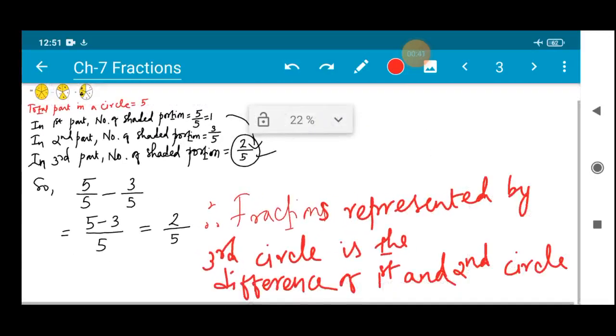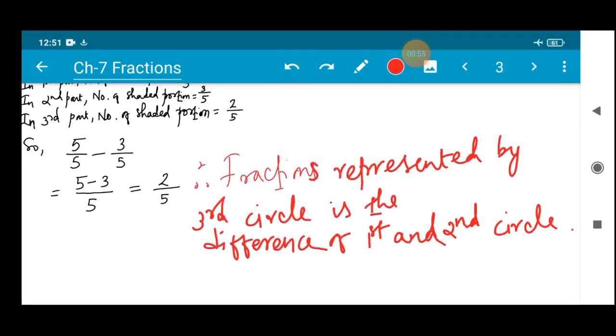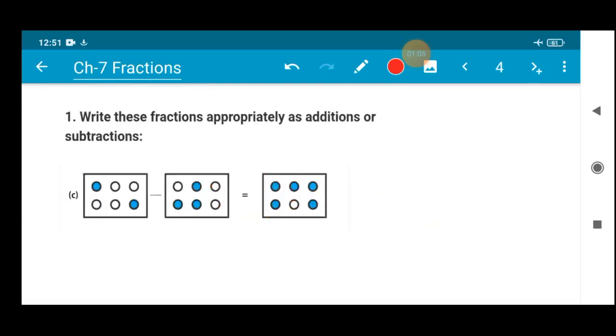So this is the thing. We are not adding. We tried addition, but we didn't get the desired value, which is 2 by 5. We got 8 by 5, which is not the value. But after subtracting, we got that the third fraction is representing the difference. Difference means subtraction of the first and the second circle. All right, students, I hope you have understood this.